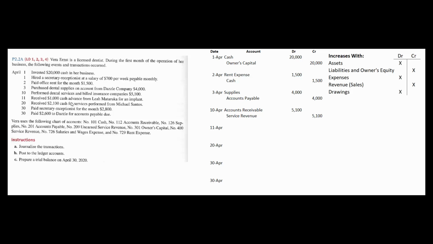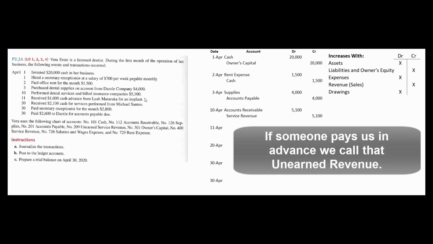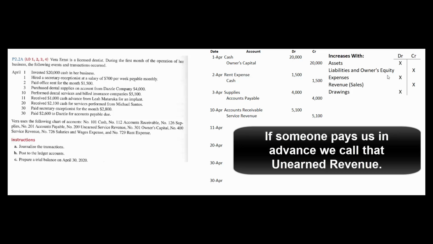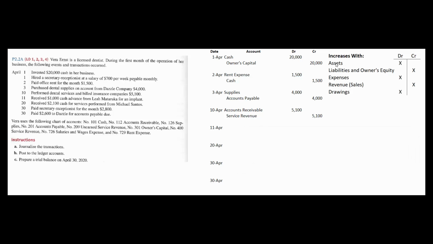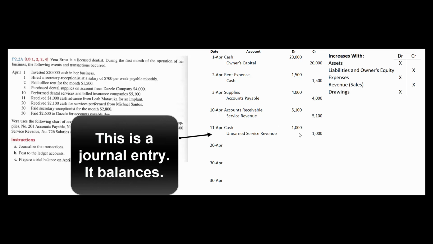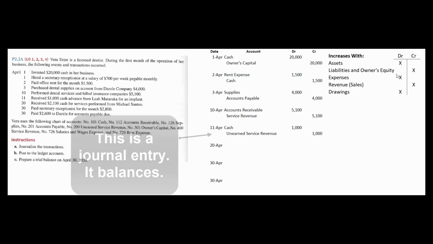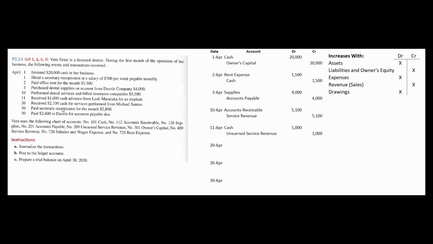Next, somebody pays us in advance for work that we're going to do later. What's happening to cash? Cash is increasing. Cash is an asset. Assets increase with debit, so we're going to be debiting cash. But we can't credit a revenue account because we haven't earned it yet. So this is unearned revenue. When we get paid in advance, that's called unearned revenue. That's a liability account, and liability accounts increase with credit. So we debit cash. Cash is an asset. Assets increase with debits, and we credit unearned service revenue. That's a liability account.